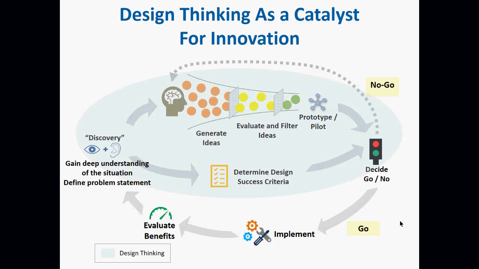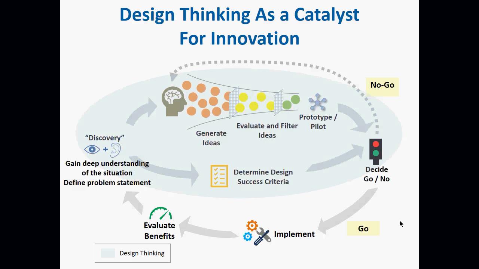One part is determining the design success criteria, which will be used later. The other part is defining or generating ideas on the problem statement, evaluating and filtering the ideas, and creating a prototype pilot. A prototype pilot and the design success criteria will both converge in the test phase, where a go no go decision is made.